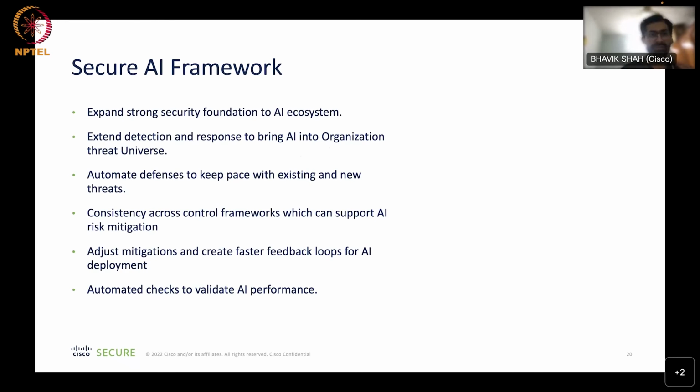So the first is: expand the strong security foundation to the AI ecosystem. What does it mean? Artificial intelligence does not work on its own. You need to input something. When we saw ChatGPT, or the search engine, you input something. There's no magic where the machine would just give you some vague responses. It needs some input and it gives you an output. Similarly, when you talk about AI in cybersecurity, the input you get is the different security solutions which you have deployed around it.